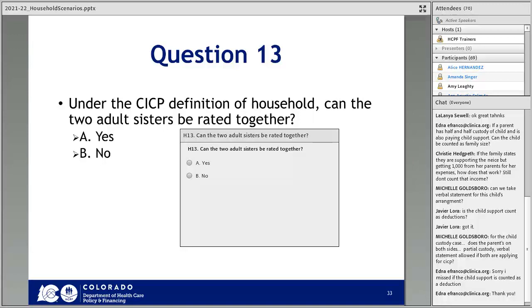I do want to clarify, this is the CICP definition. This is not the clinic's own definition. I do know most of our clinics have their own household definition. This one is specifically the CICP one.